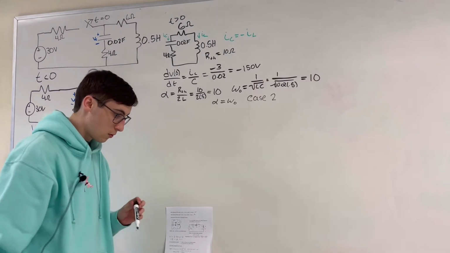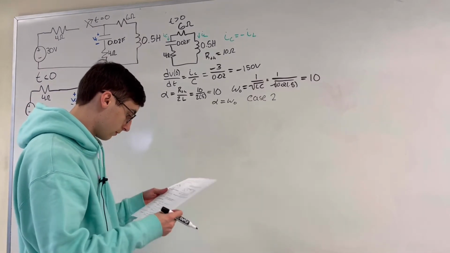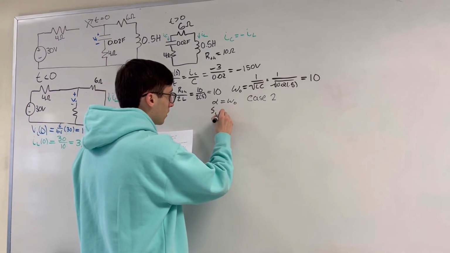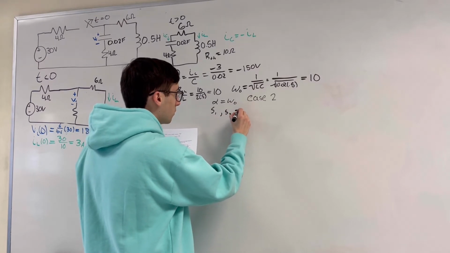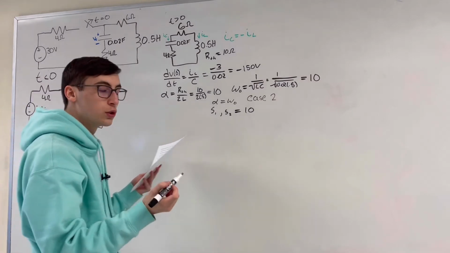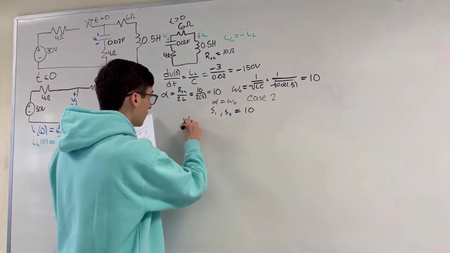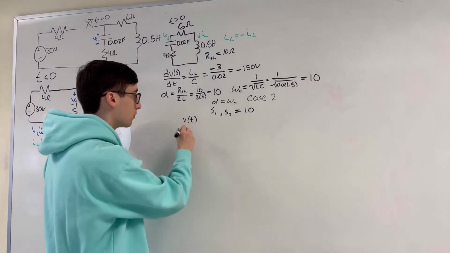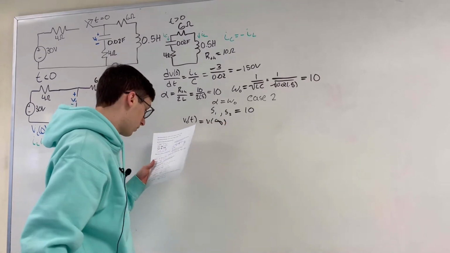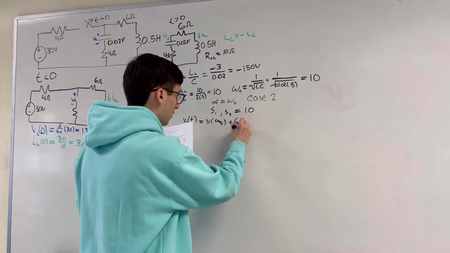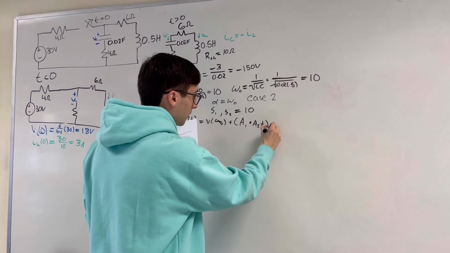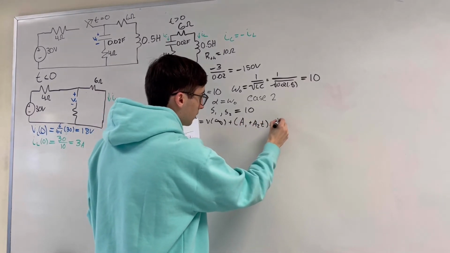So what that means is we just follow our formula sheet. Now we know that both S1 and S2 are equal to 10. With that, we can just do our general equation. V of t, which is really the voltage across the capacitor, is going to be equal to V infinity plus A1 plus A2 t times e to the negative 10 t.